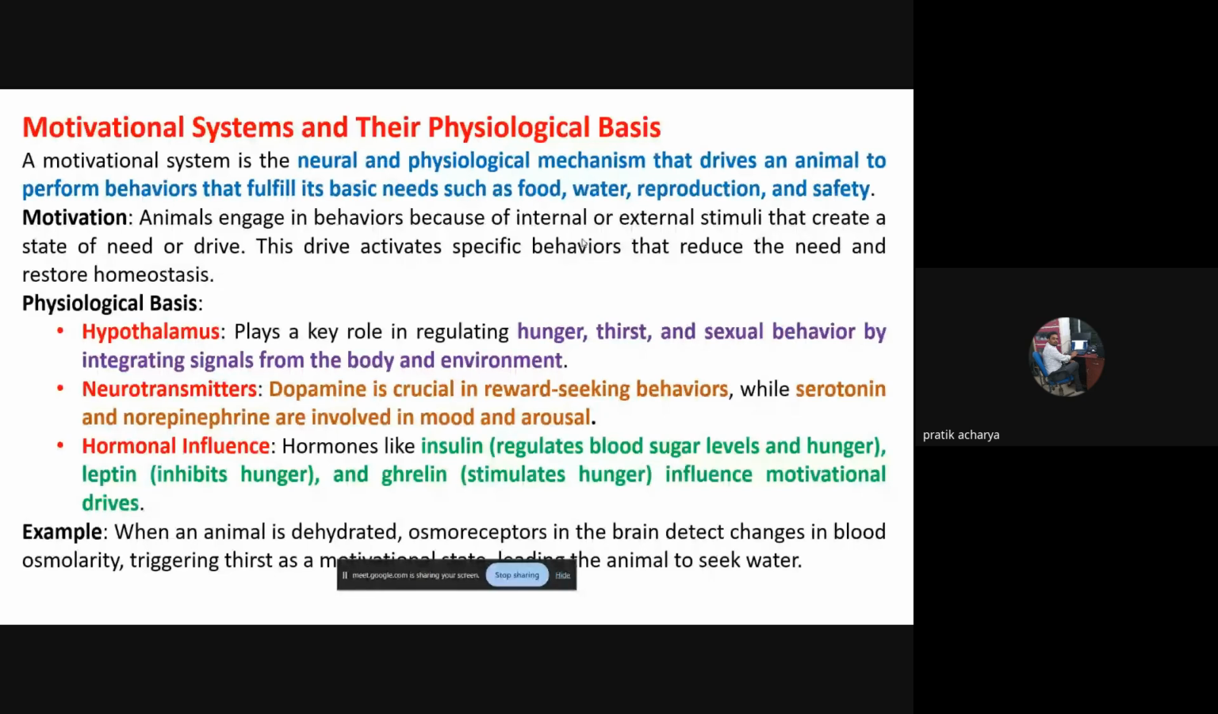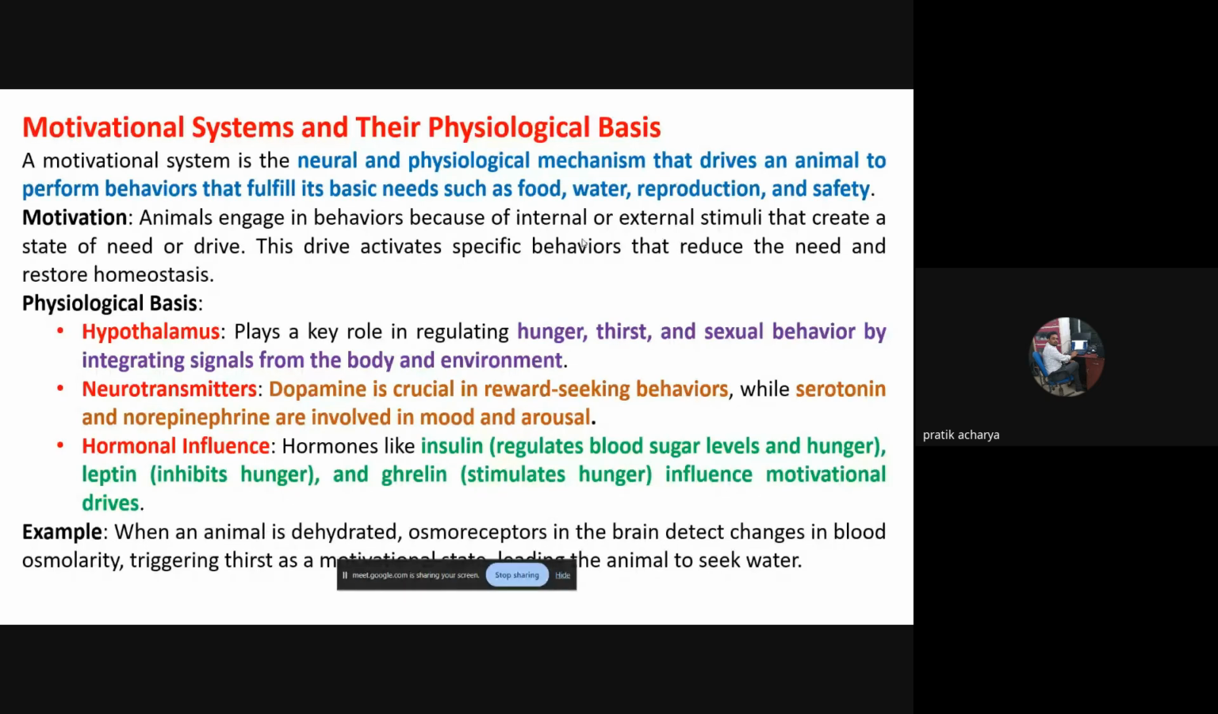So what is physiological homeostasis? The hypothalamus plays an important role in regulating what? Hunger, thirst, sexual behavior, everything is maintained by the hypothalamus, because we all know that the hypothalamus regulates the action of the pituitary, and the pituitary controls many functions of our body. That means homeostasis is controlled indirectly by the hypothalamus.